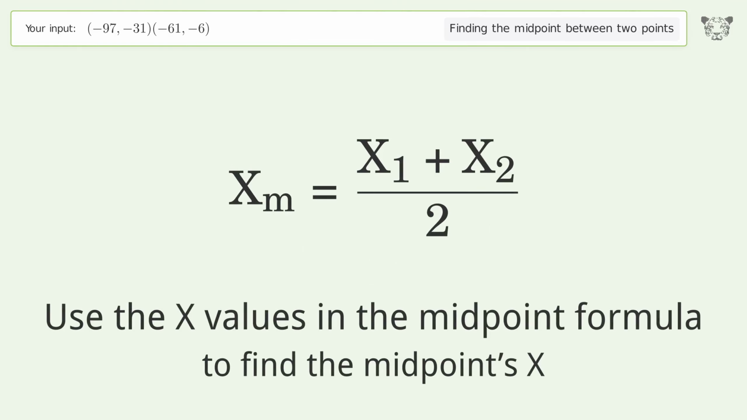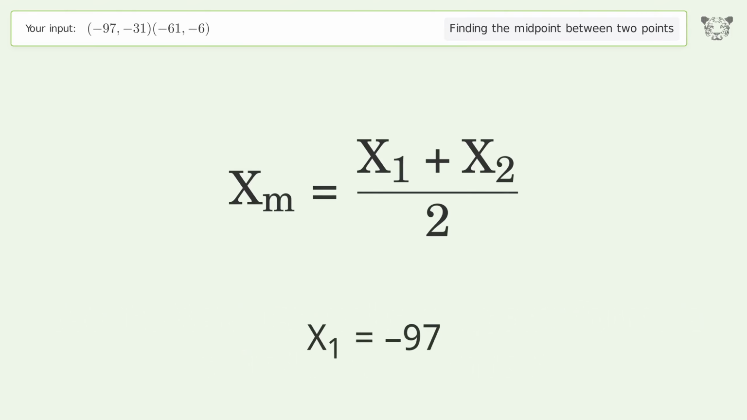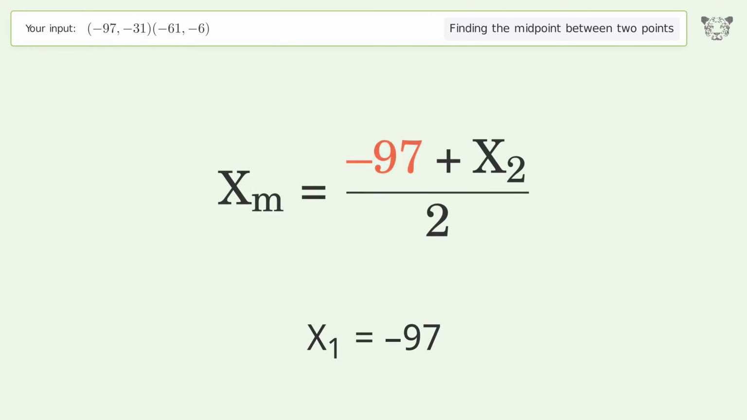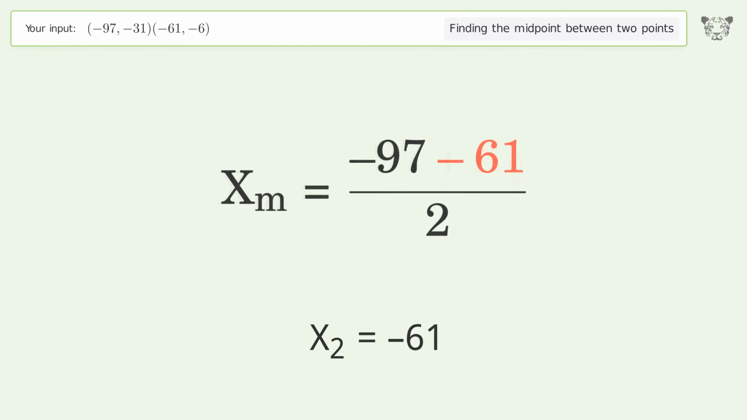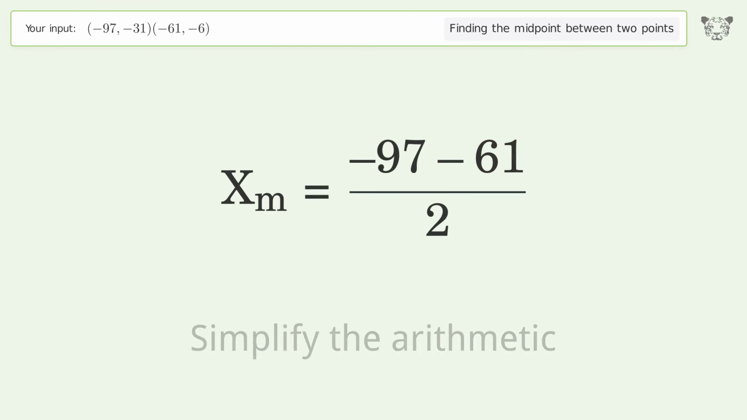Use the x values in the midpoint formula to find the midpoint's x. x1 equals -97. x2 equals -61. Simplify the arithmetic.